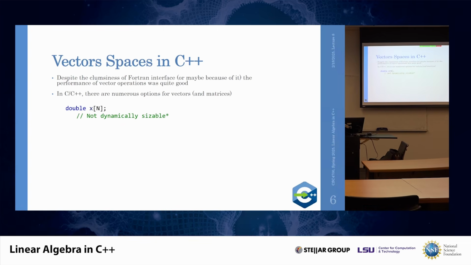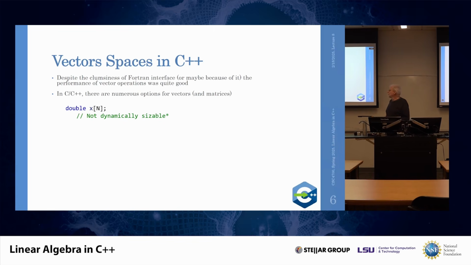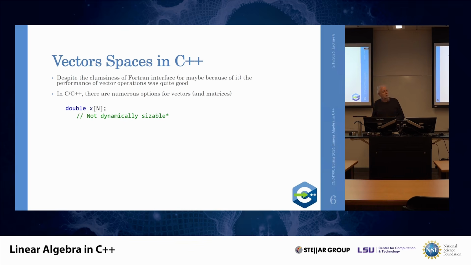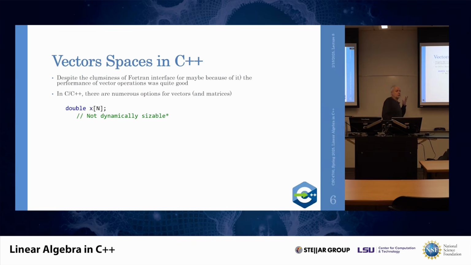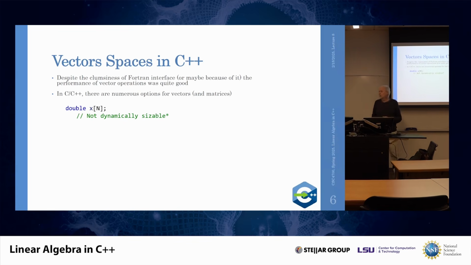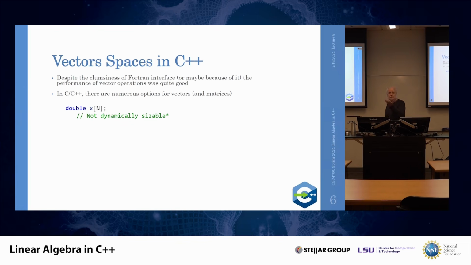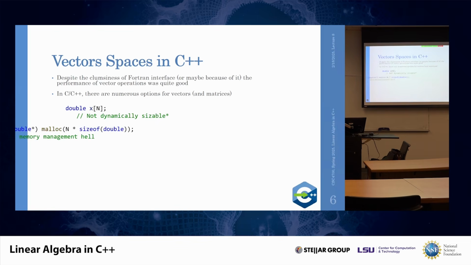Well, simplest case, you just create an array, double x[n]. But the problem here is that this is not dynamically sizable, at least not in a general sense. You can allocate it on the stack, and some compilers support some extension where n can be a variable, but that limits the size of the thing you can allocate because that would be put on the stack, which is not a good thing. You don't want to put a gigabyte of data onto the stack because that would crash your system.